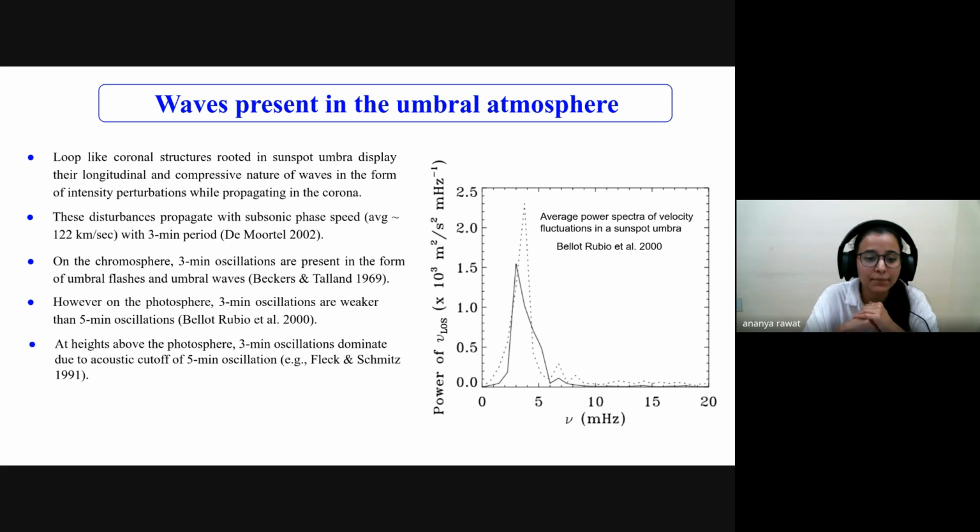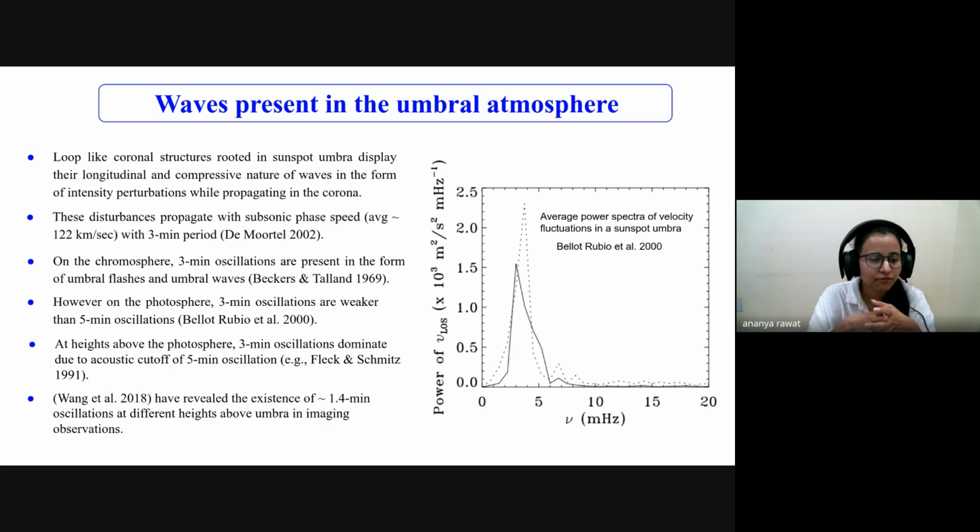Now, why does this happen? This happens because of the acoustic cutoff. The acoustic cutoff frequency is around 4 minutes. So all the periods which are below this are allowed to propagate up into the solar atmosphere, and all the periods which are above this 4 minutes are cut off and they are reflected back.